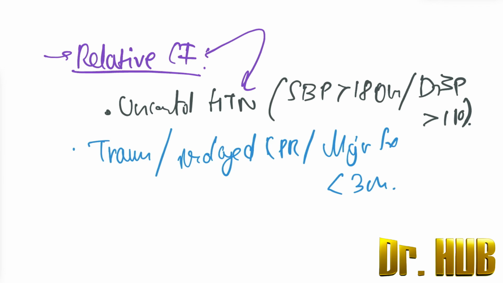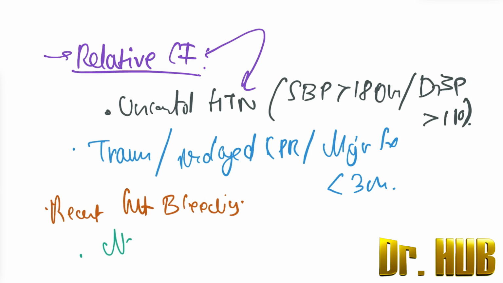Next is recent internal bleeding. There can be a recent form of internal bleeding which is seen. Next is non-compressible vascular punctures. There's presence of non-compressible vascular punctures.